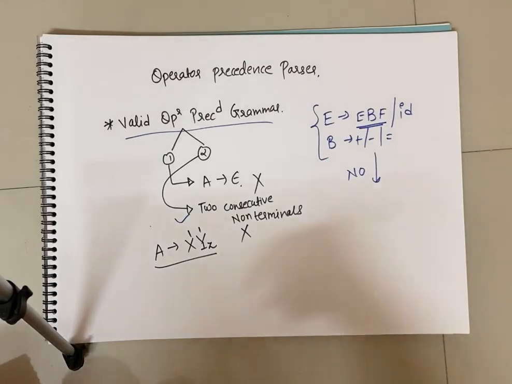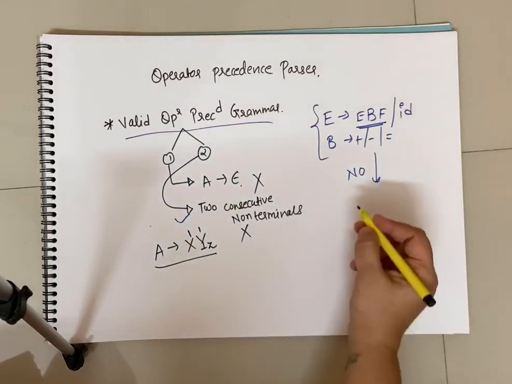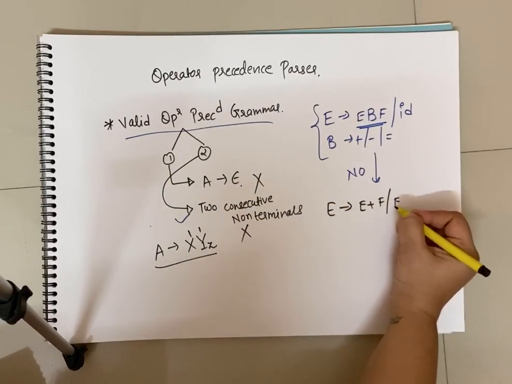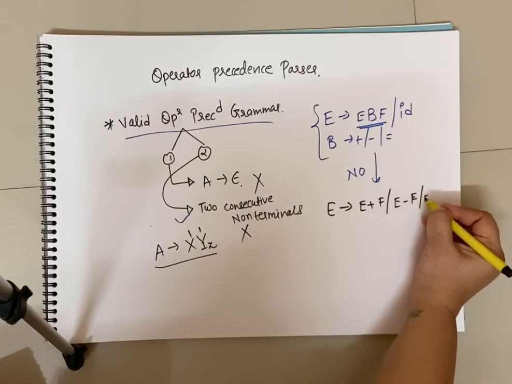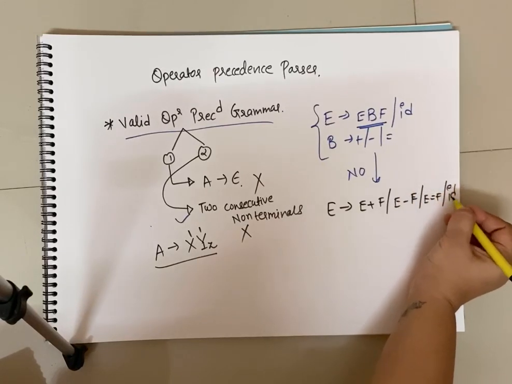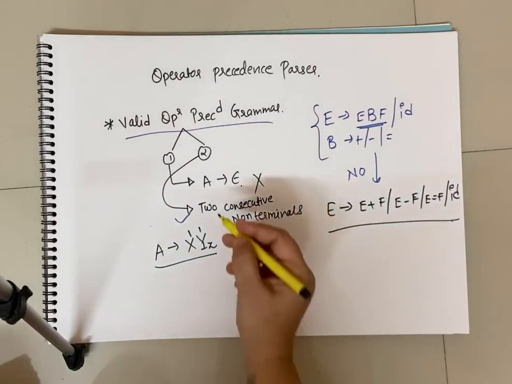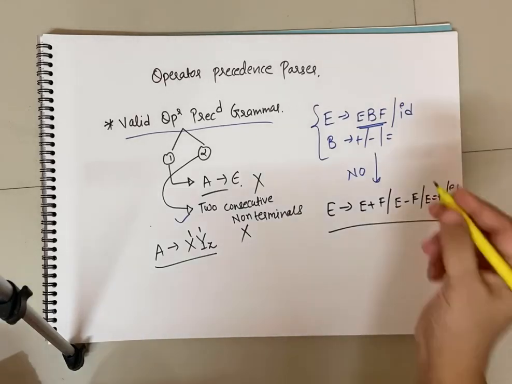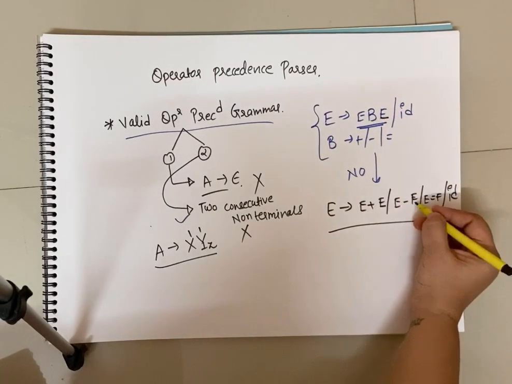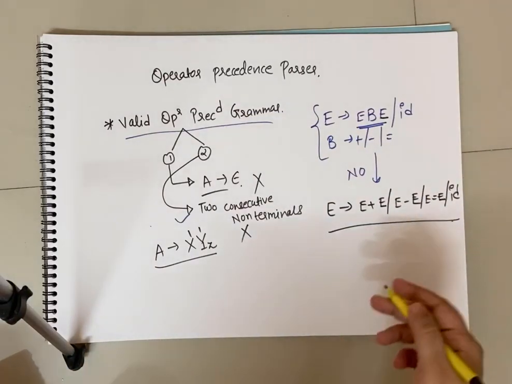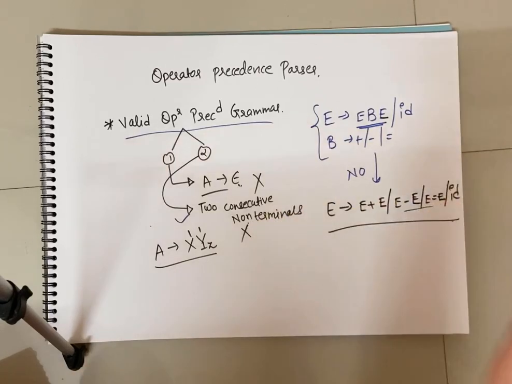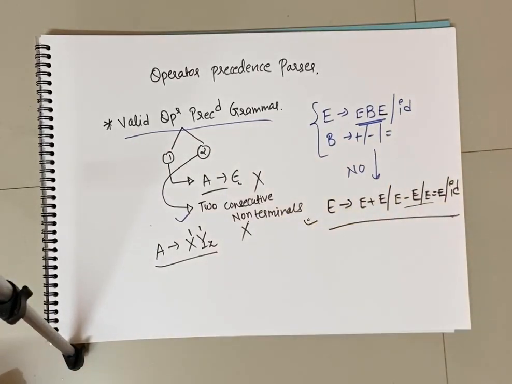How? If you replace capital B by the terminal it holds, then the grammar will be E derives E plus F, E minus F, or E equal to F, or ID. Okay, so you can observe over here that none of the non-terminals is deriving epsilon. Sorry, this is E itself. This is not F, this is E. Okay, fine. So none of the non-terminals is deriving epsilon, so this condition is satisfied, and there are no two consecutive non-terminals either. So now this grammar is a valid operator precedence grammar.